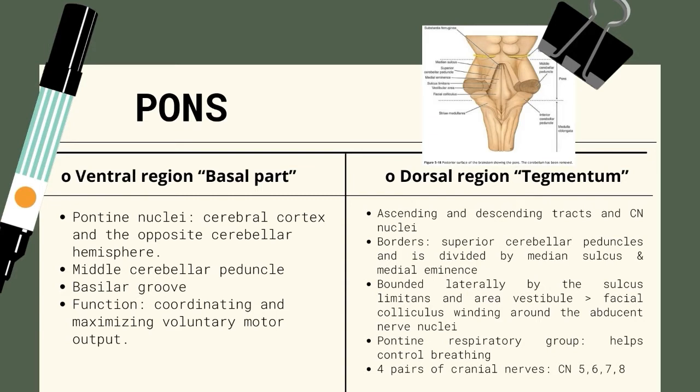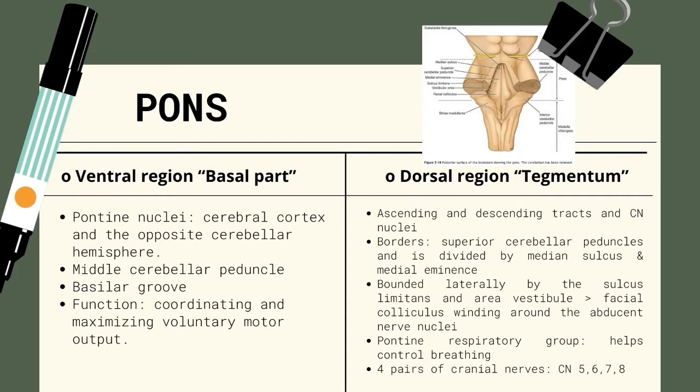Next, you have the dorsal region, or your tegmentum. So it mainly contains your ascending and descending tracts along the nuclei of your cranial nerves. So again, your tegmentum consists of your tracts as well as the nuclei of your cranial nerves. So you have there your superior cerebellar peduncles as well as your median sulcus.